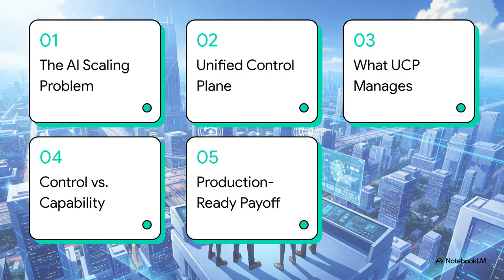All right, so here's our game plan. First, we'll dive into the AI scaling problem, why this gets so messy. Then, we'll introduce the unified control plane as the hero of our story. We'll get into the nitty-gritty of what it actually manages, clear up the super important difference between control and capability, and then wrap it all up with the big payoff, why this really matters for your business.